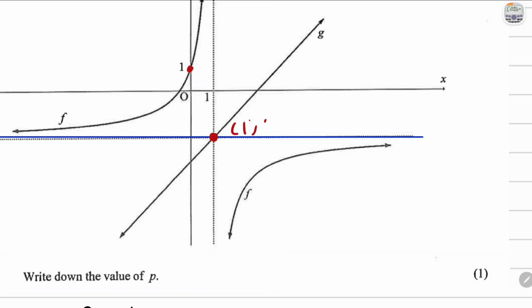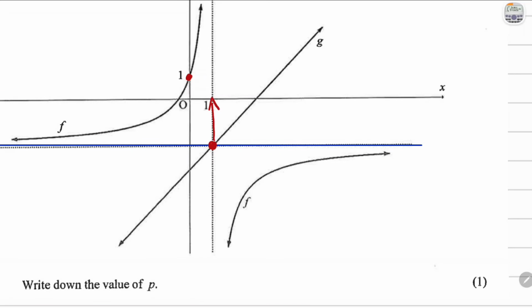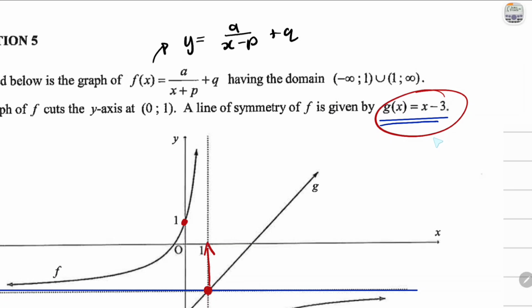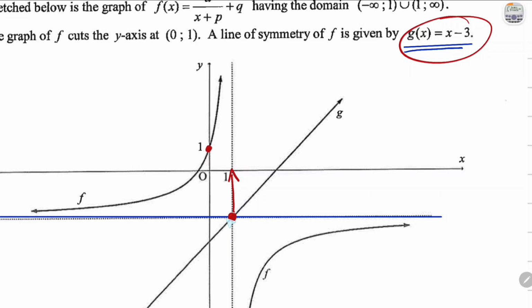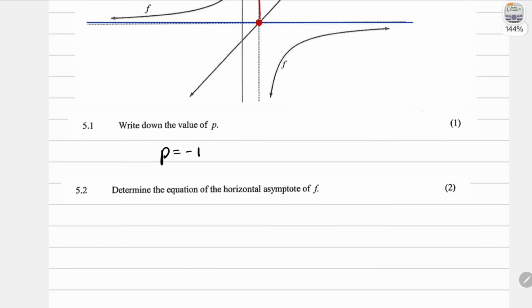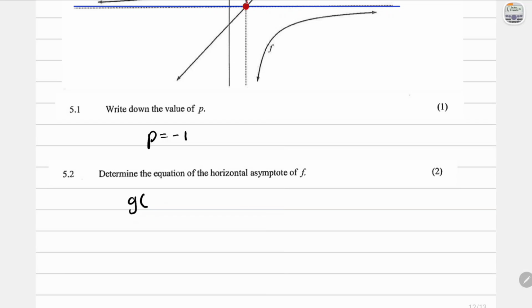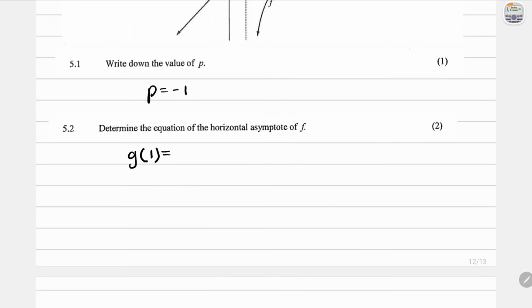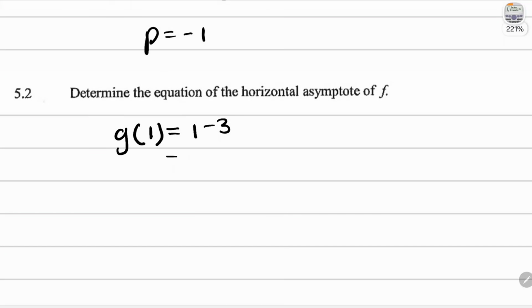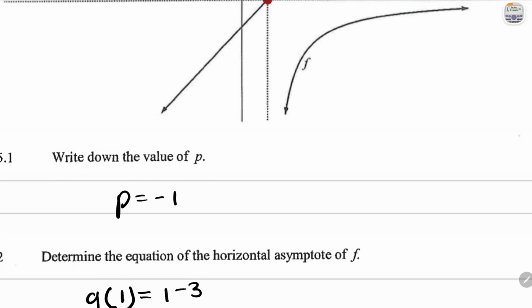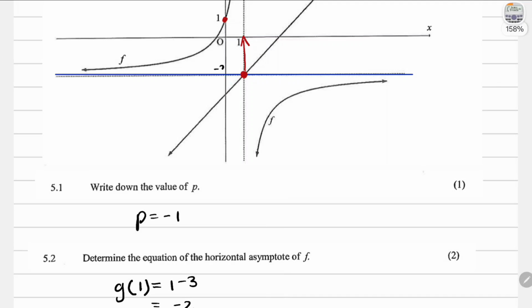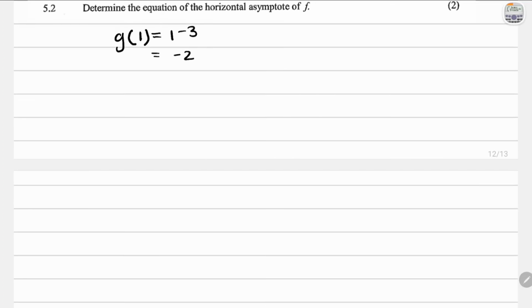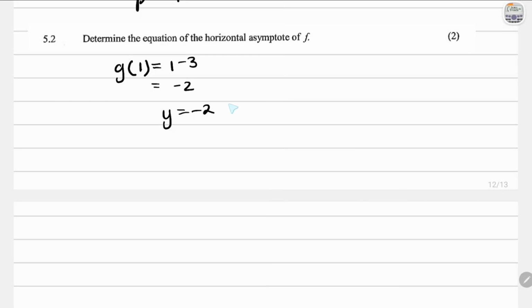Since this is 1 and whatever that y value of the horizontal asymptote is, why don't you just substitute the x value of 1 into the equation of g? And that will give you the y value that we're looking for. Okay, so let's go ahead and do that. I already have g of x, so I'll just say g of 1. We're substituting 1 in place of x, and it's x minus 3. So that's 1 minus 3, which gives you negative 2. So now we know it is negative 2, and that would mean that the equation is y equals negative 2. And there we go. So y is equal to negative 2.